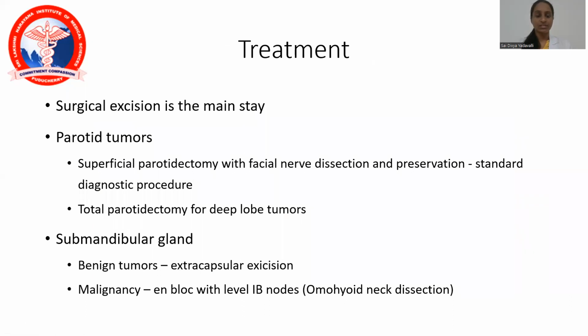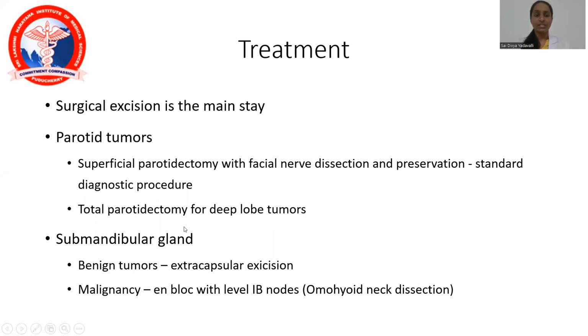Coming to the management, surgical excision is the mainstay of treatment of these tumors. For the parotid gland, a superficial parotidectomy with facial nerve dissection and preservation is the standard diagnostic procedure. As we have discussed before, obtaining an FNA may not be sufficient in all cases, so an excisional biopsy has to be performed. In the case of a parotid gland tumor, this is performed in the form of a superficial parotidectomy with facial nerve dissection and preservation. Total parotidectomy needs to be performed for tumors that involve the deep lobe of the parotid gland.